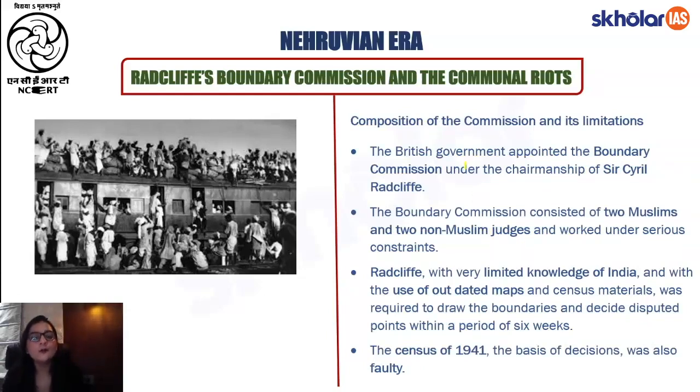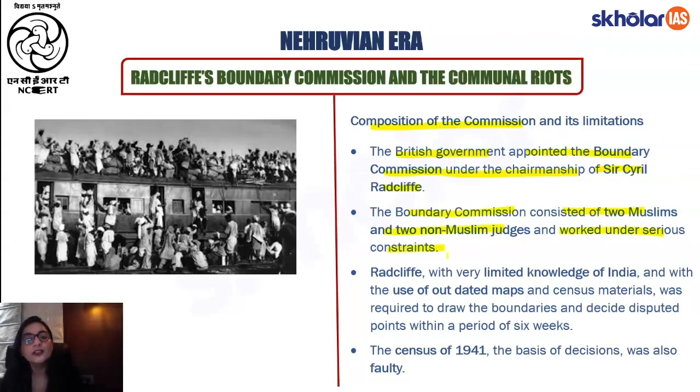Apart from this, students, now we are going to talk about the composition of the Radcliffe Commission and what the limitations of this boundary commission were. Now students, the British government had appointed the boundary commission under the chairmanship of Sir Cyril Radcliffe, and that is why it is also known as the Radcliffe Commission. Now this boundary commission consisted of two Muslim and two non-Muslim judges who worked under serious constraints.